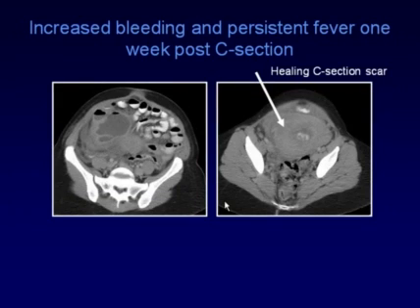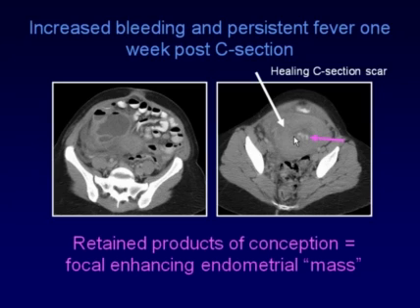Another patient had increased bleeding and persistent fever 1 week after a cesarean section, and these are the CT images. The arrow points to the approximate location of where the incision was made, and you can see that there's an infected hematoma alongside of it. In addition, with enhancement, there is a focal area here that's quite brilliantly enhancing in the endometrium. So that's more than just the lower soft tissue density I've shown before. That was blood. This is actually retained products of conception, and that trophoblastic material brightly enhances with contrast. This is the abscess on the side.